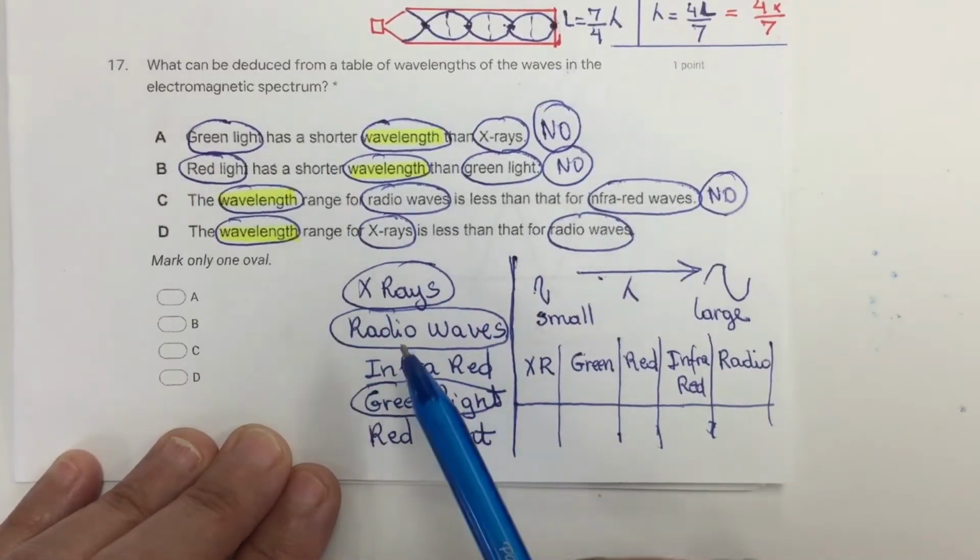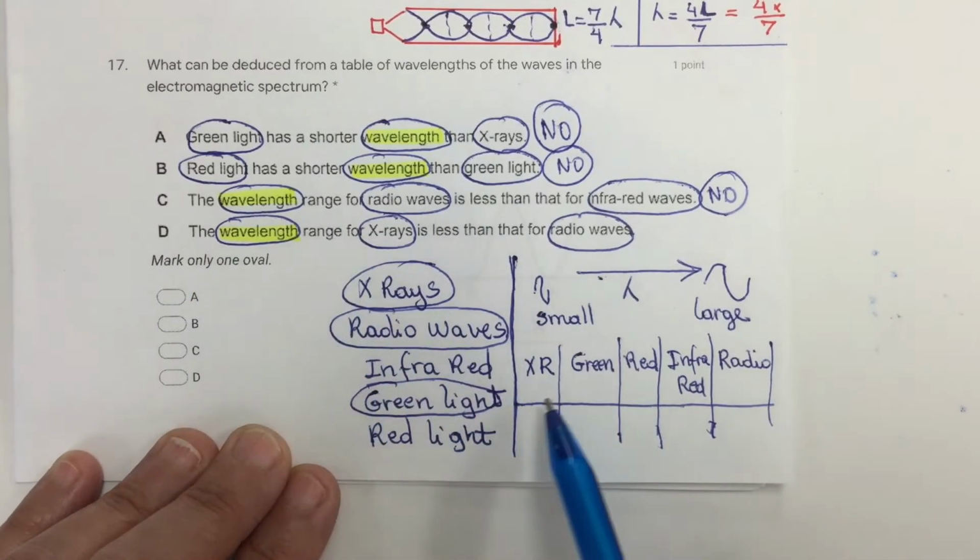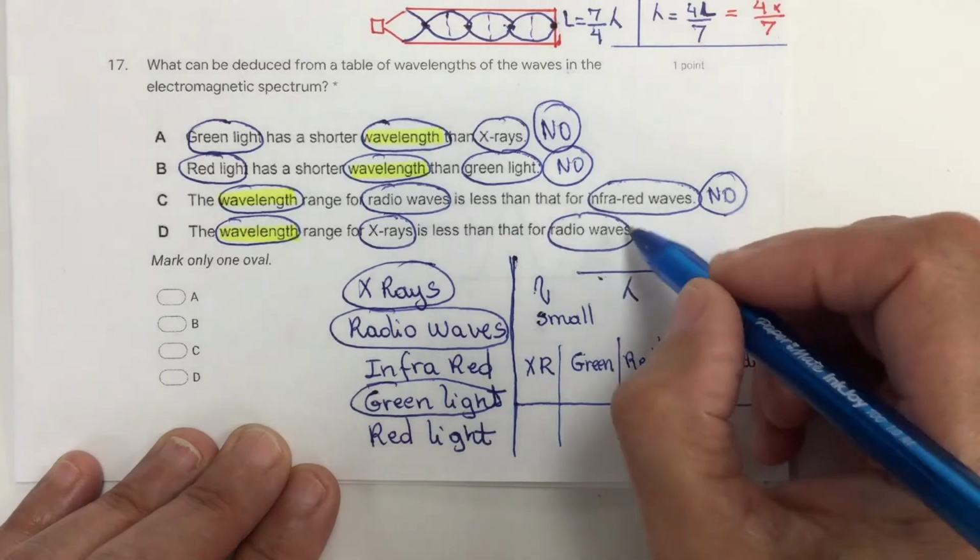Okay, so they saved the best for last. The wavelength range for X-rays is less than radio waves. Correct.